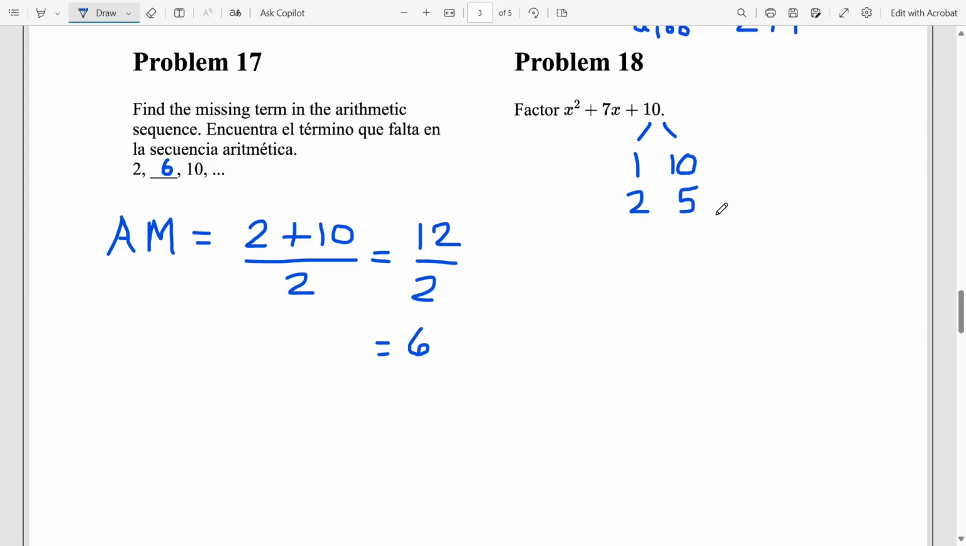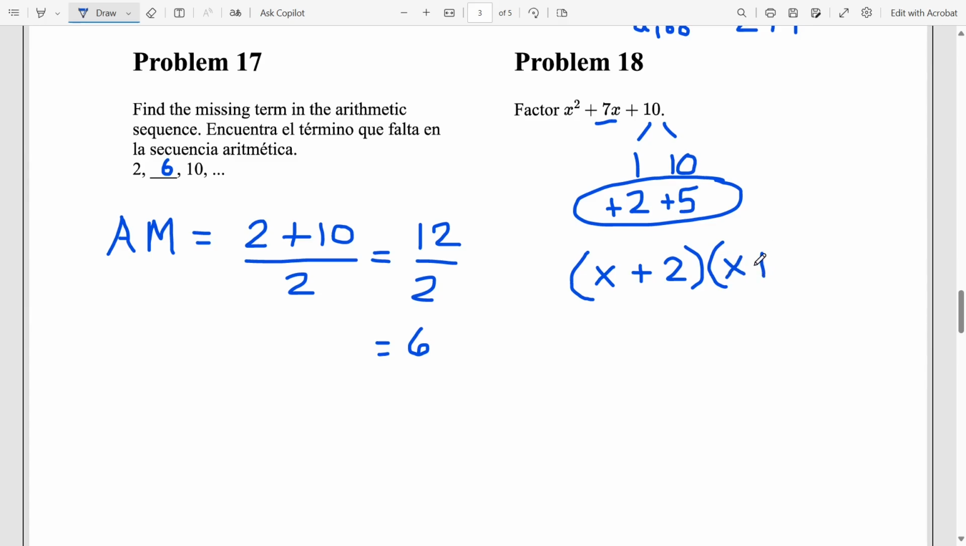Now I want to pick the pair of factors that adds up to the coefficient in front of x here, which is 7. So that would be a positive 2 and a positive 5. And then to write this in factored form, I'd write it as x plus 2 times x plus 5. And that would be my final solution here.